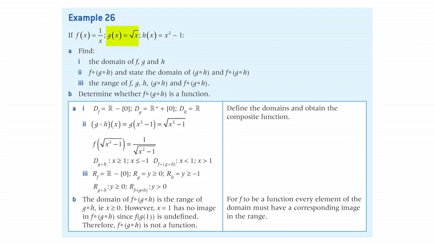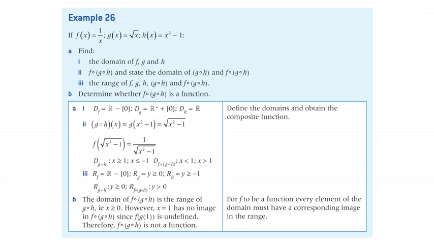G of x equals root x is a radical function, and the values of x that make the radicand negative are all negative real numbers. These must therefore be excluded from its domain. H of x equals x squared minus 1 assumes real values for any given real number x. Therefore, the domain of H is the set of real numbers.